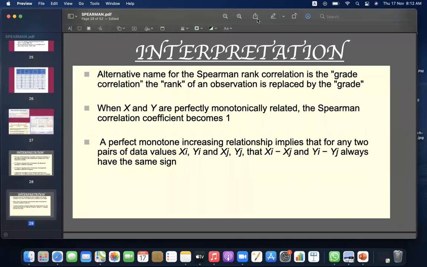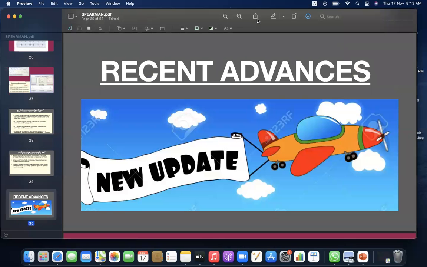An alternative name for the Spearman rank correlation is the grade correlation. The rank of an observation is replaced by the grade. When X and Y are perfectly monotonically related, the Spearman correlation coefficient becomes 1. A perfect monotone increasing relationship implies that for any two pairs of data values, xi, yi, and xj, yj, xi minus xj and yi minus yj always have the same sign.